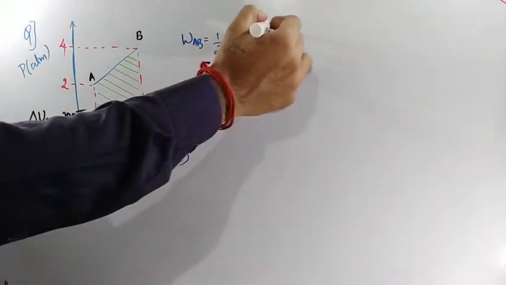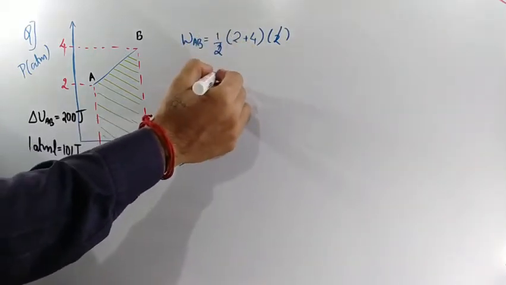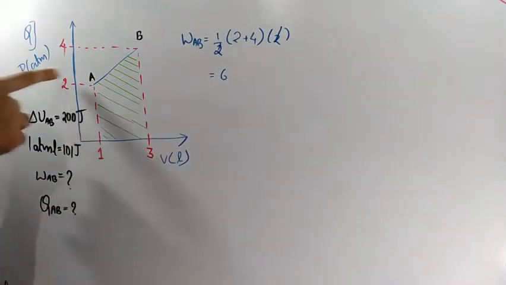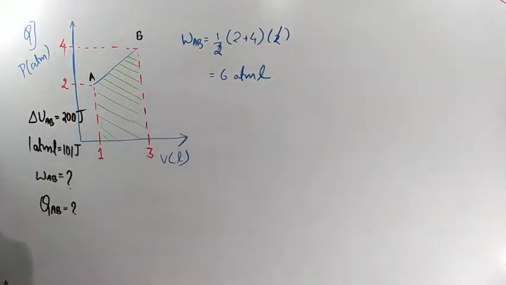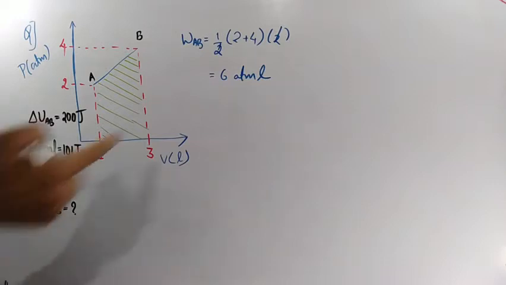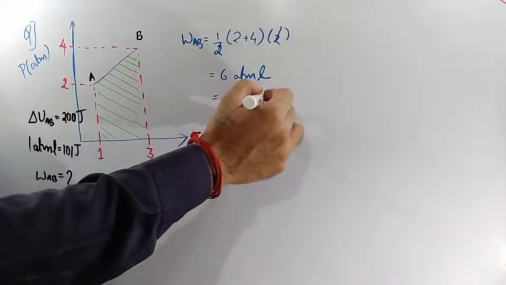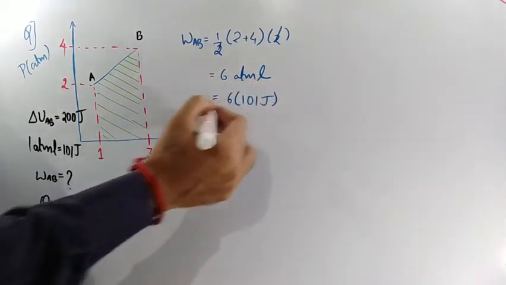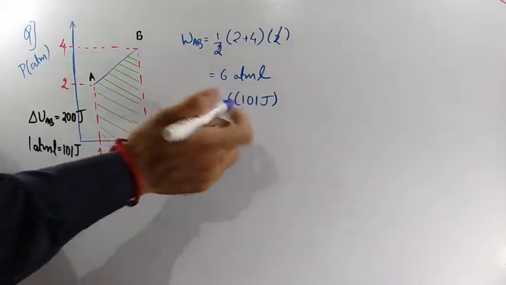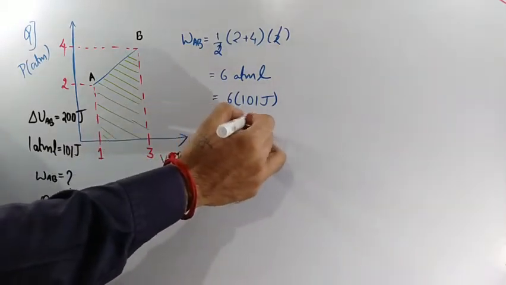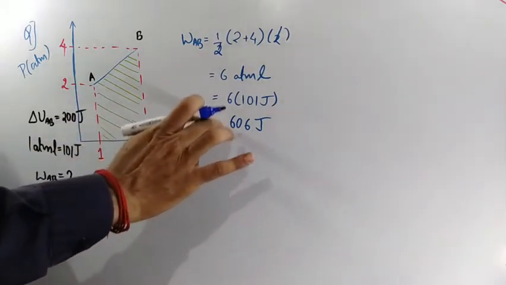Half sum of parallel sides into width of them. 1 to 3 means width is 2, so 2 will get cancelled. 2 plus 4 is nothing but 6. What is the unit? ATM liter. But 1 ATM liter is equal to 101 joules, means 6 ATM liter will be equal to 6 into 101 joules. So it will turn out to be 606 joules. Clear?